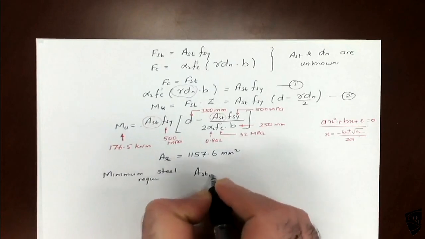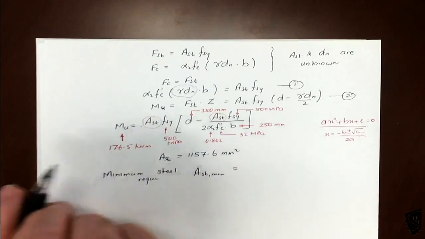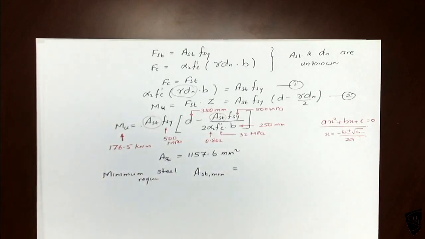AST minimum. What does that mean? The standard says that sometimes, if you have a very small moment, you require only a small area of steel. But the standard says, whatever the area, you should provide at least this much of steel. So that is called minimum steel. You should be able to get that minimum steel area in the standard.